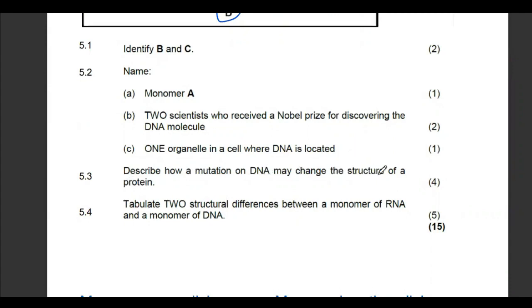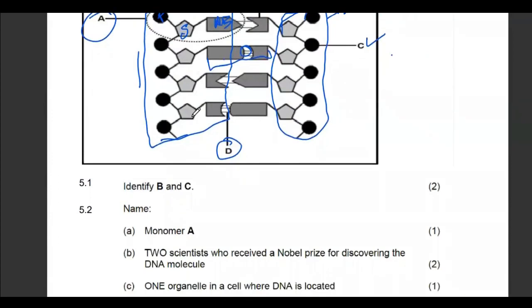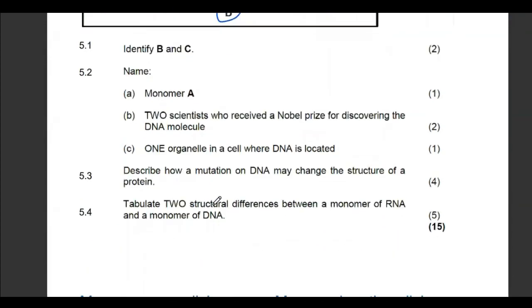Describe how mutation of DNA may change the structure of the protein. The moment the DNA molecule changes, it is going to change the sequence of the bases on messenger RNA. And messenger RNA is going to change the sequence of the amino acids that are brought to form a protein. So if the amino acids lead to a different sequence, then a different protein is going to be formed. If the amino acids lead to the same sequence as the previous one, then a new protein is not going to be formed.